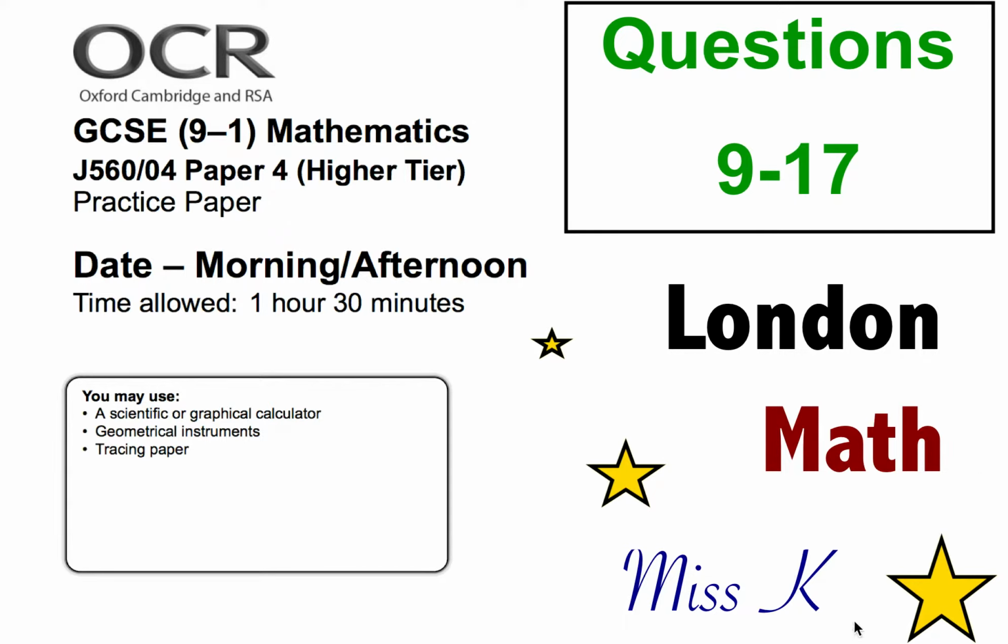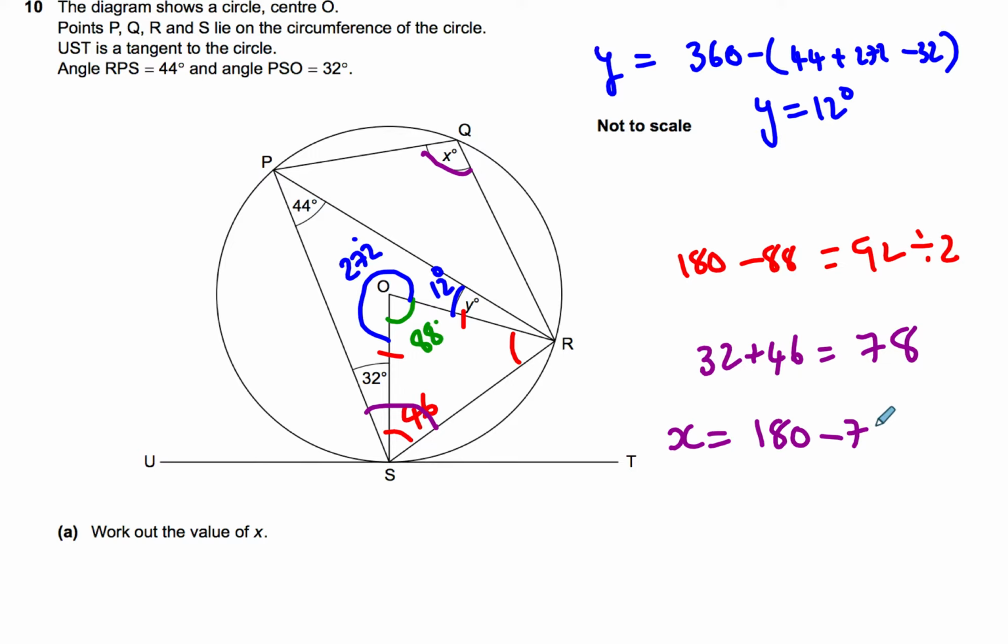Right, now, the bigger shape I see is a quadrilateral, and it's a cyclic quadrilateral. So the rule about the quadrilateral is that this angle and this angle add to give me 180. So if I take 32 and I add it to 46, I will get 78 degrees, and therefore to find angle x I need to do 180 take away 78, and that will give me 102 degrees as my answer, and that's how I would find that value.